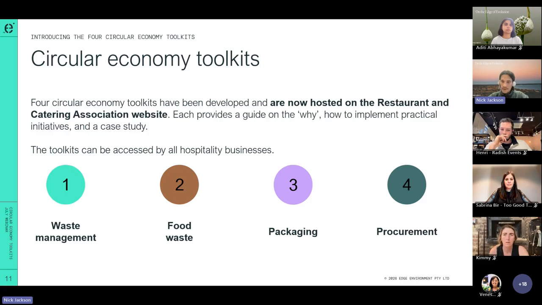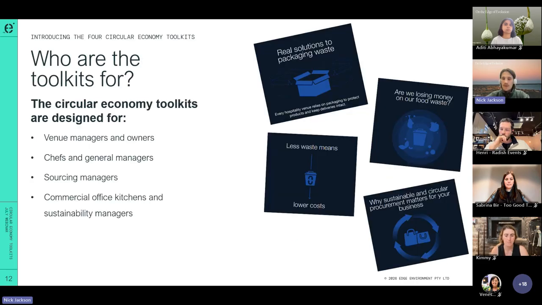The 4 circular economy toolkits are firstly, number 1, on waste management. The second one is on food waste. The third is on packaging, and the 4th is on procurement. So who are the toolkits designed for? They're designed for a number of key stakeholders in the industry. So it might be venue managers and owners, as well as chefs and general managers, sourcing managers, commercial office kitchens, and sustainability managers as well. And what you'll find is each toolkit might be more pertinent to a certain team member in a hospitality venue or group.